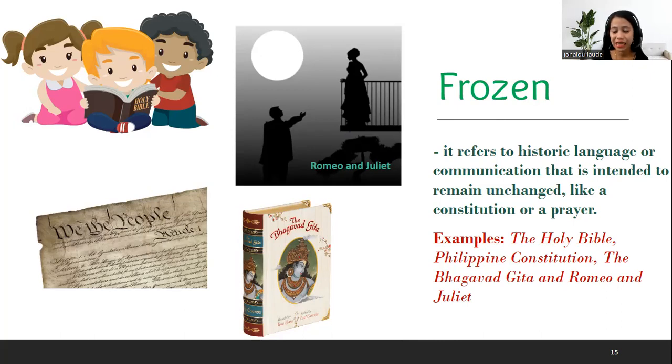Another example is the Lord's Prayer. Our Father in Heaven, hallowed be thy name, thy kingdom come, thy will be done on earth as it is in heaven. Right? The Lord's Prayer is repeated all the time. Before, until now, the prayer is the same. It does not change.